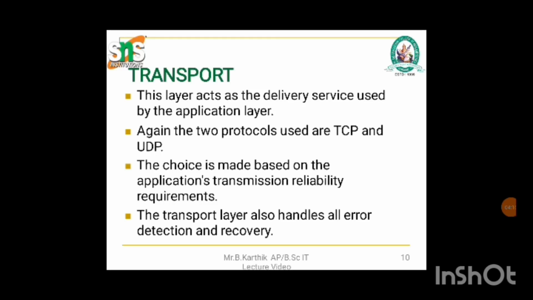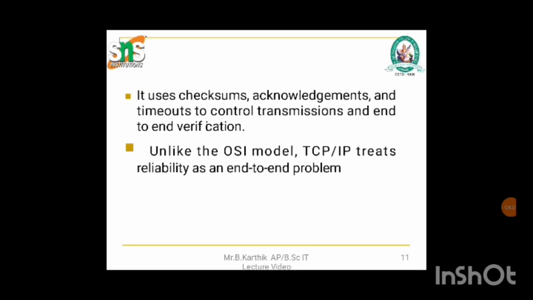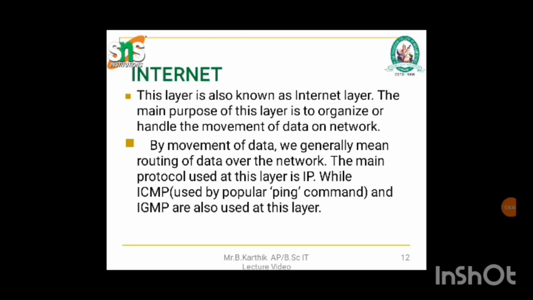Next, transport layer. This layer acts as the delivery service used by the application layer. Again, the two protocols used are TCP and UDP. The choice is made based on the application's transmission reliability requirements. The transport layer also handles all error detection and recovery. It uses checksums, acknowledgements, and timeouts to control transmission and end-to-end verifications. Unlike the OSI model, TCP/IP treats reliability as an end-to-end problem.